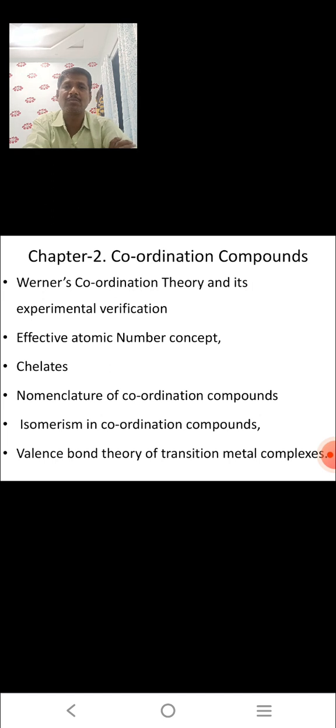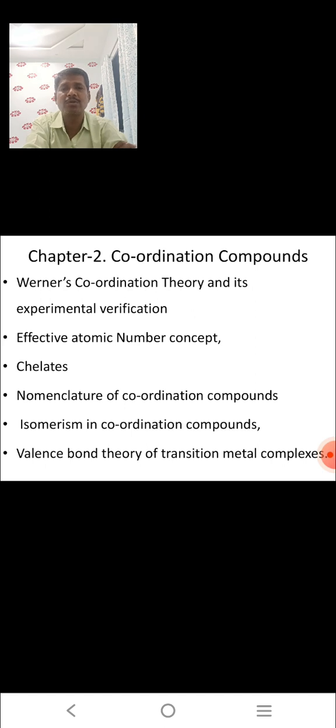Isomerism in coordination compounds. What is isomerism in coordination compounds? How many types of isomerism are exhibited in coordination compounds? What is meant by the concept, and how can we explain it in coordination compounds? What are examples of isomerism? This is the most important point regarding your incoming examination.